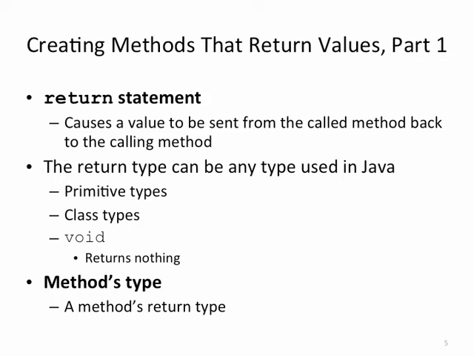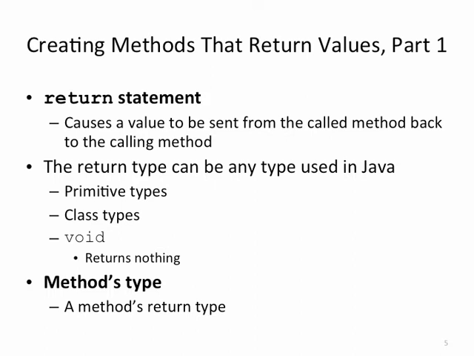Welcome back. Let's take a look at creating methods that return values. If we want to return a value from a method, we need to supply a return statement. The return statement will say, hey, this is what I want to return. A return statement can return an expression, the result of an expression. It can return a constant. It can return a variable.